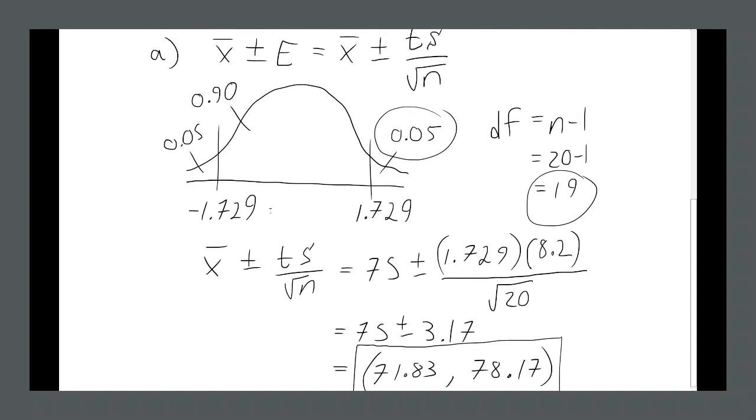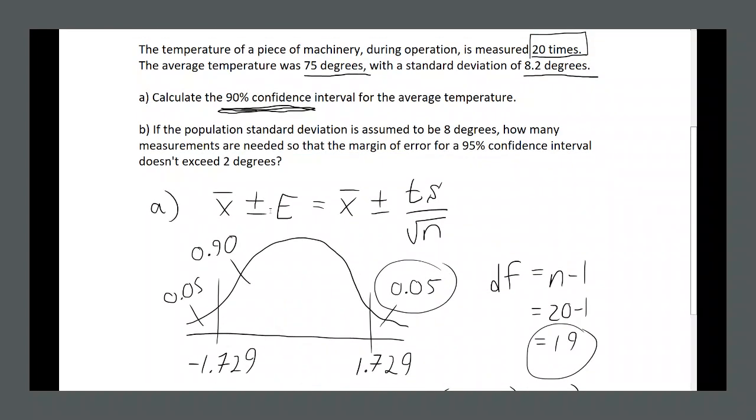Now, part B says if the population standard deviation is assumed to be 8, how many measurements are needed so that the margin of error for a 95% confidence interval does not exceed 2 degrees? Okay, so here we're being told the margin of error. It has to be 2 degrees or less. And we're being asked, how many measurements do we need? What should the sample size be?